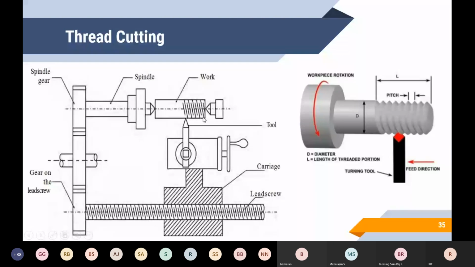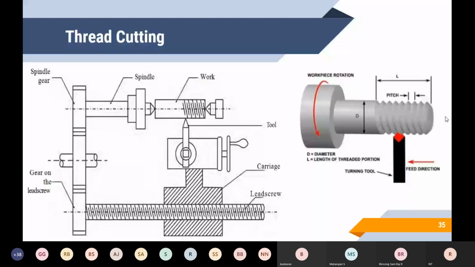So thread cutting operations, the back work of the thread cutting mechanism, you see one by one. Normally the thread cutting formula is: driver teeth divided by driven teeth is equal to number of teeth on spindle gear divided by number of teeth on lead screw gear. That is the basic formula for getting the pitch. You know the pitch. It's a common formula for threading calculations.